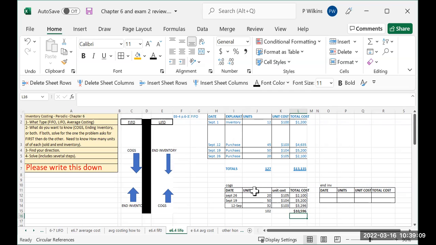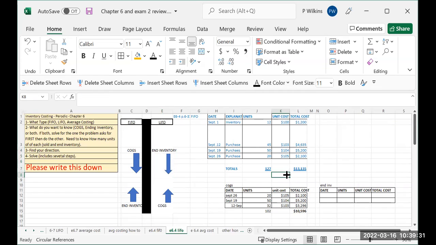Now, I said I'm only going to ask you to do cost of goods sold, but I'm also going to do ending inventory just to take you through the process. So we come back over to the directions. What's the type? LIFO. That means I'm going to be working on the right-hand side. What do I want to know? I want to know ending inventory. What's my direction? Top down. LIFO ending inventory is top down.